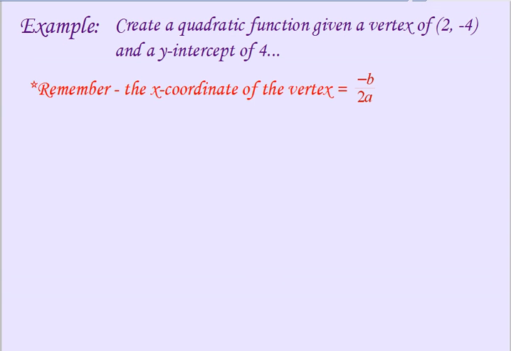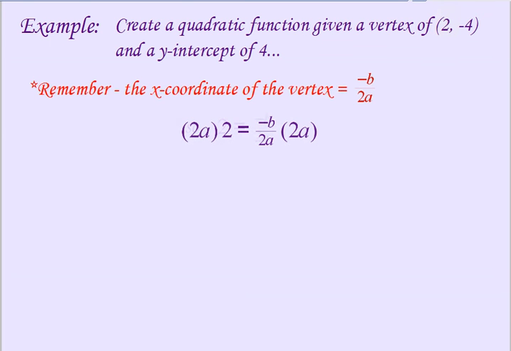So we're going to first of all go back and remember that the x-coordinate of the vertex comes from the opposite of b over 2a. I know that the x-coordinate of my vertex is 2, so now 2 is equal to the opposite of b over 2a.